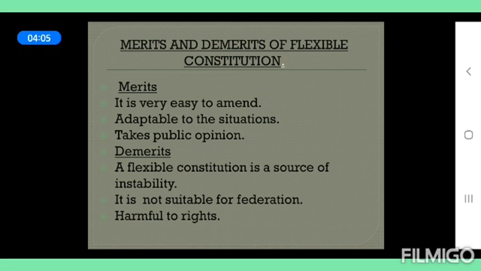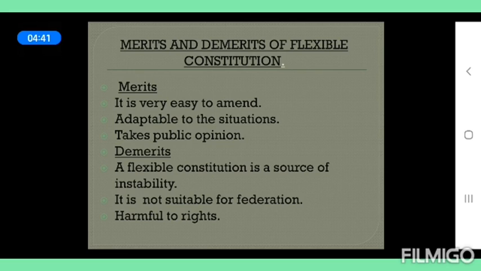Now the next one is that it is not suitable for federations, students, because in a federation, flexible constitutions can lead to undesirable, easy and even unilateral changes in the constitution by the federal government or by the governments of the federating units. That is why it is not suitable for federations. And the next one, number 3, says that it is harmful to rights.